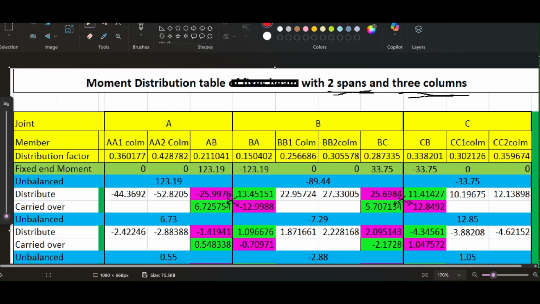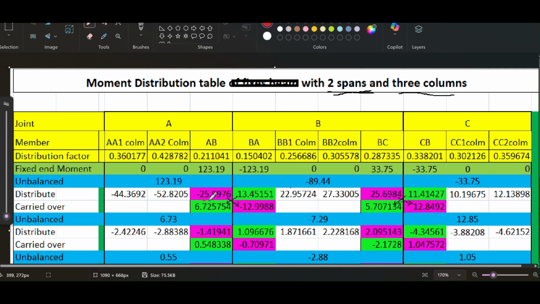Okay. After putting this, we are obtaining the values in all the members: AA1, AA2, AB column, AB beam, BA beam, everything. We are finding this in every place. See here. Okay. Next, we are going to carry over these things to another nearby joint.